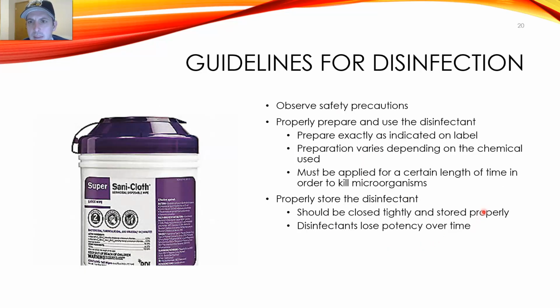When we get into these guidelines for disinfection, how you go about actually doing a disinfection procedure, obviously the safety precautions, making sure that you read all the things we talked about before, as well as the container label, and so you follow all of those precautions. You need to prepare the disinfectant exactly as indicated on the label to make sure that it is able to kill the microorganisms. And this preparation is going to vary greatly depending on the chemical used, whether or not it's going to be diluted or not diluted.